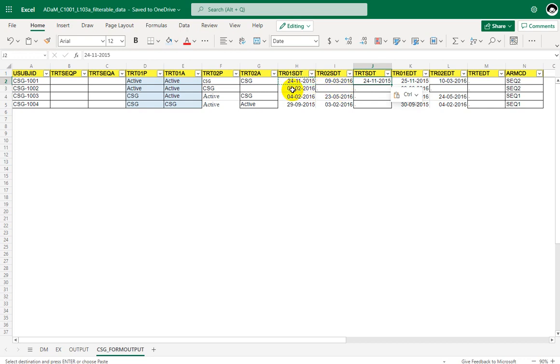So there is only one date available for subject 1002, that is 8th Feb 2016. So that would be the TRTSDT for subject 1002. For 1003, 4th Feb 2016 and 23rd May 2016, so Feb and May. So the value in TR01SDT is becoming our TRTSDT. For 1004, 29th September 2015 and 3rd Feb 2016. So the value would be 29th September 2015 for subject 1004.